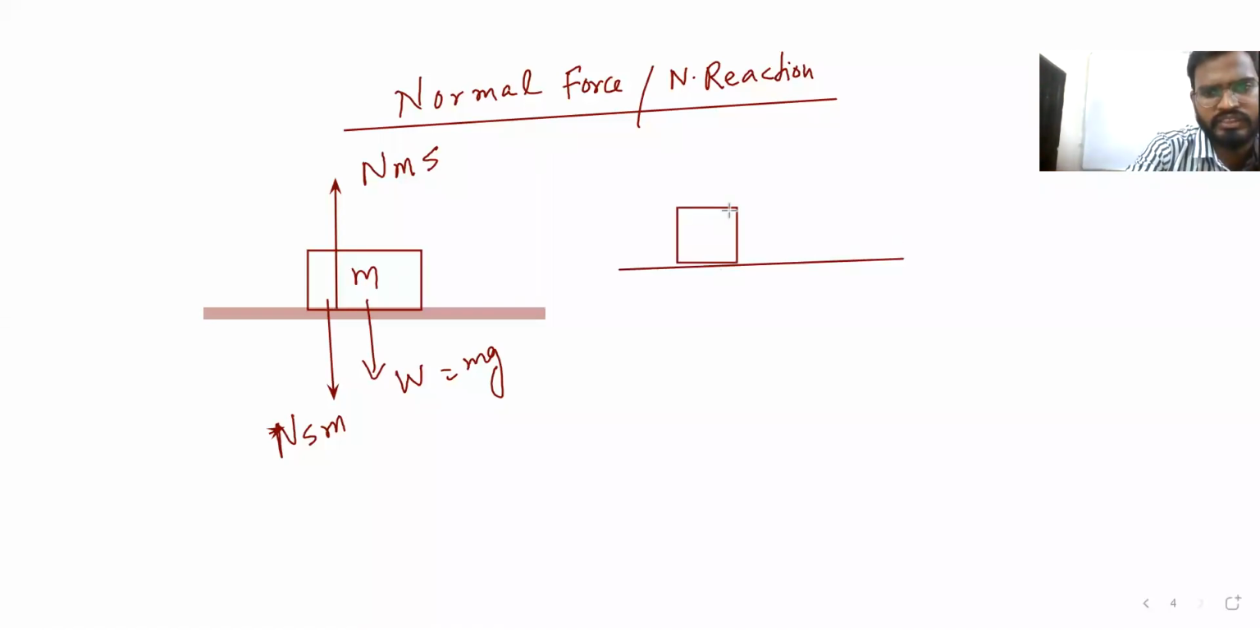Let's take it like this. Suppose one block is placed. Let's change the color, we have more options to change. So we can say like this. One more block, let's take. It will be easy to understand.